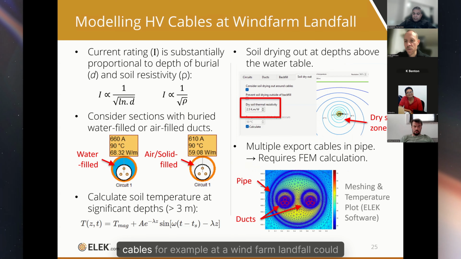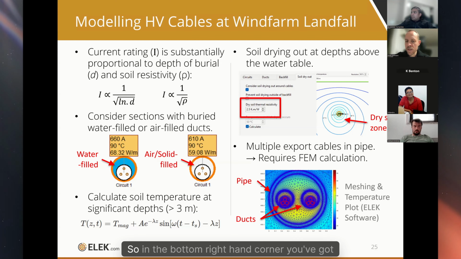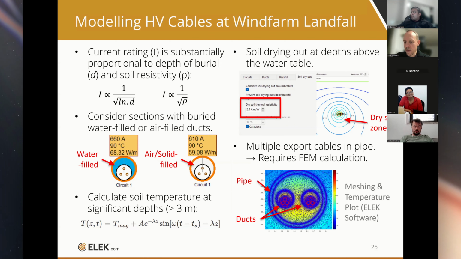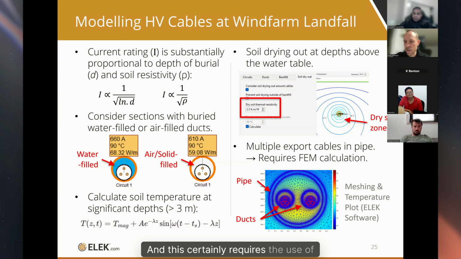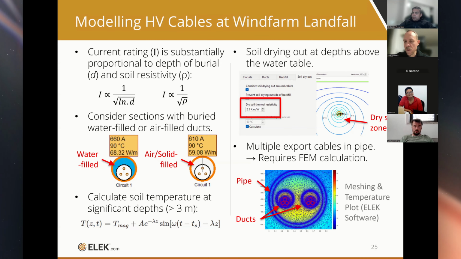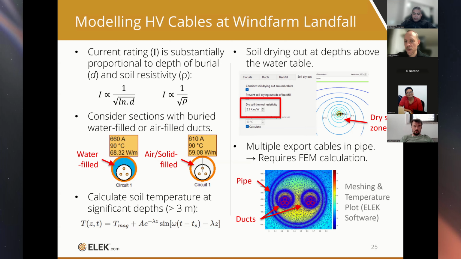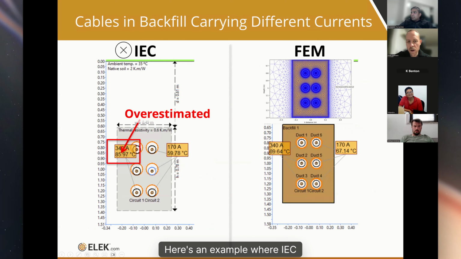Here's a very brief example of where modeling HV cables, for example, at a wind farm landfall, would require FEM. So in the bottom right-hand corner, you've got multiple export cables within a pipe, and this certainly requires the use of FEM to do an accurate calculation. You can't use an IEC-based approach for that thermal calculation. Here's an example where IEC also can go wrong, where FEM proves this.